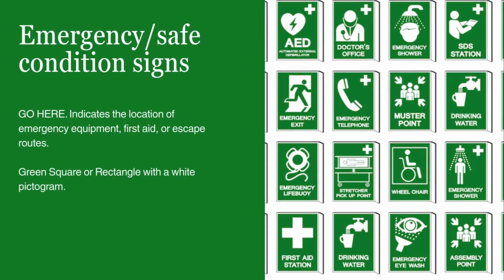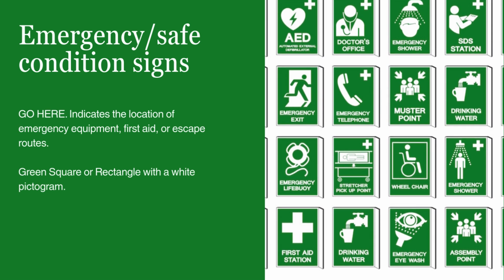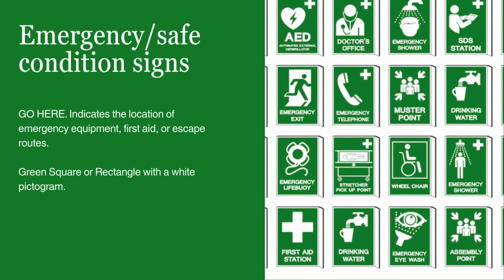Emergency signs are green squares or rectangles. They indicate safe conditions, escape routes, or emergency equipment. Examples include emergency exit, first aid station, emergency shower, assembly point. In an emergency, these signs guide people quickly and safely to exits or assistance, helping to prevent panic and reduce injury. Always obey safety signs in the workshop. They are there to protect you, your classmates, and your instructors, and to ensure a safe and controlled working environment.